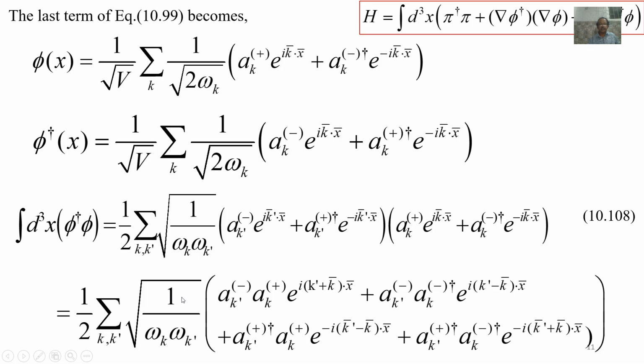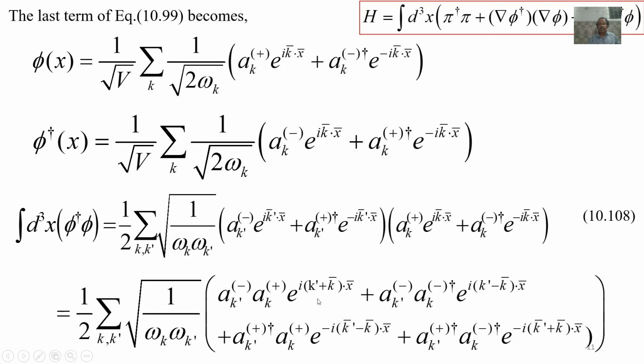And you're going to multiply the first term with the first term. When you multiply with the first term, you will have a_k dagger minus a_k plus e to the power i (k prime plus k) dot x. Similarly, the first term with the second term, we have obtained the second term here. And similarly, the second term with the first term gives the third term here, and the second term with the second term will act as a fourth term here. As usual, the same argument.